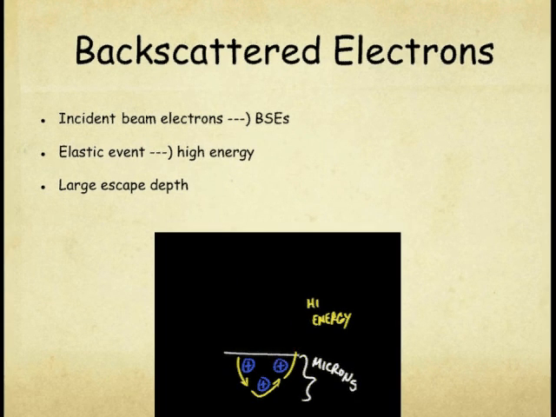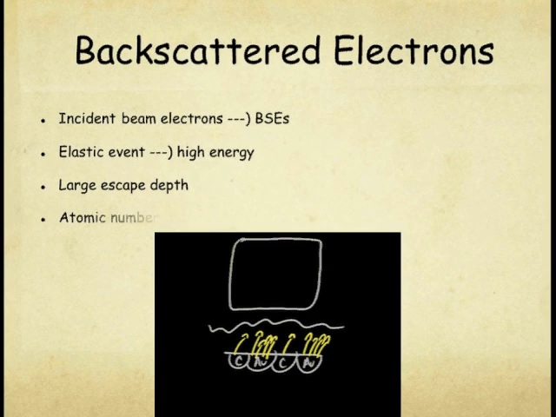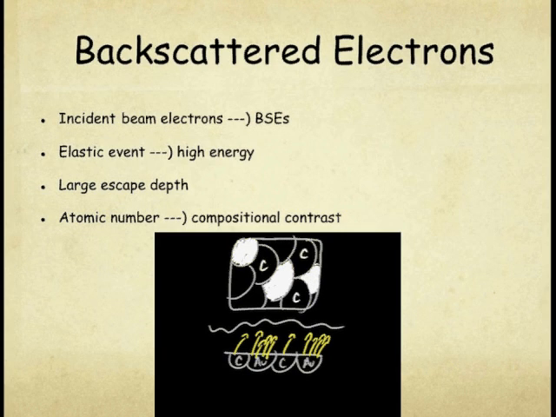Another significant fact is that the number of BSEs emitted from a sample varies depending upon the particular elements that make up that sample. For example, elements with higher atomic numbers emit more BSEs, and thus they appear brighter after detection. After detection, this provides us with excellent compositional contrast.